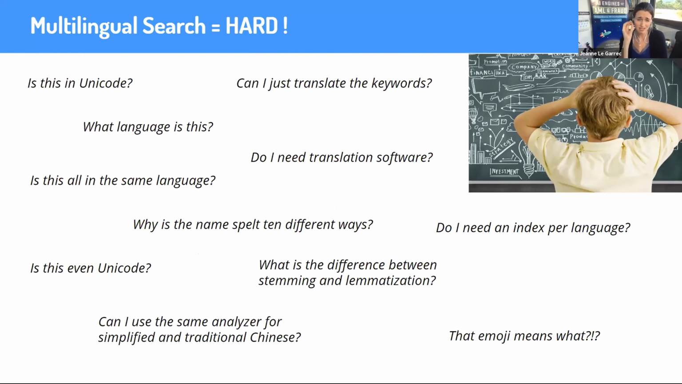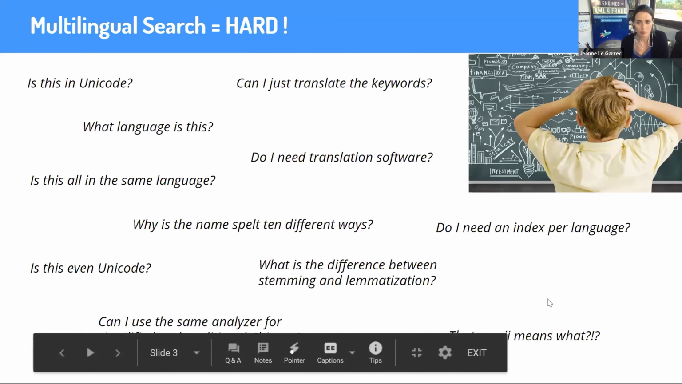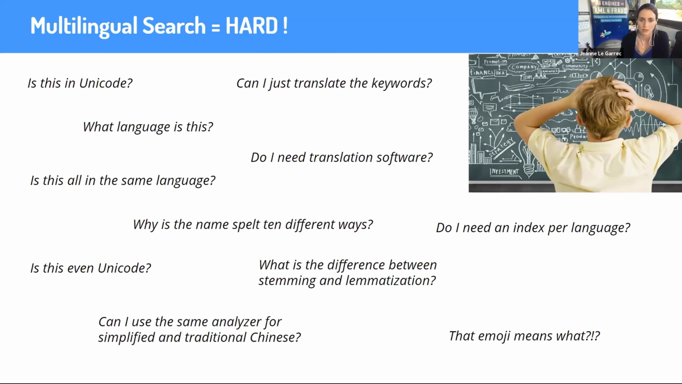And here is just a sample of questions our customers are asking themselves, maybe questions you are also asking yourselves. We're not going to address all of them, but a lot of them to help you. How do I know in which languages my documents are in? Does that mean I need an index per language, or can I have a global index? Do I need a machine translation software? Can I just translate the keywords? Please don't do that. These are just questions that you might have.